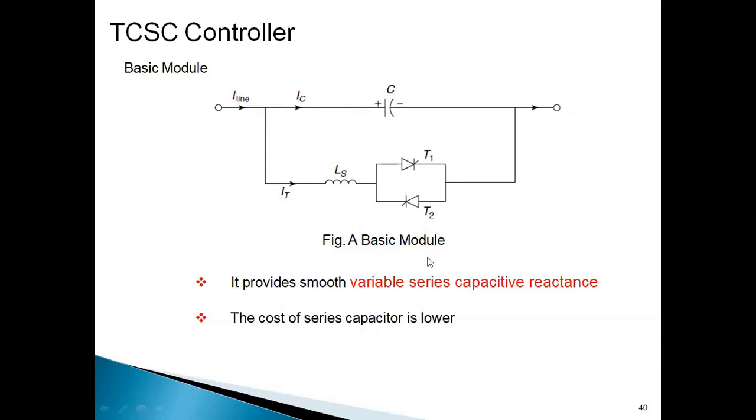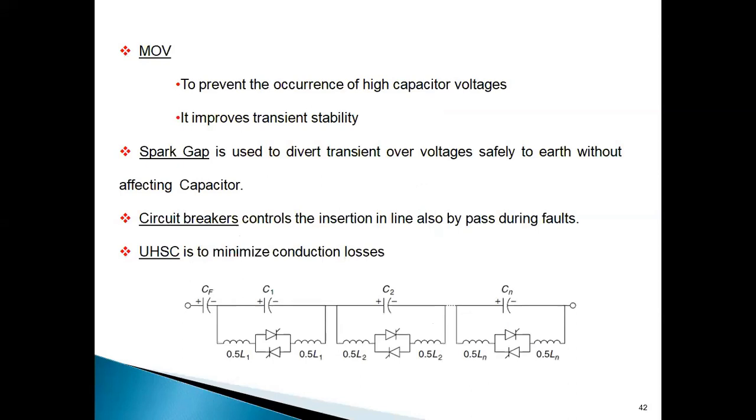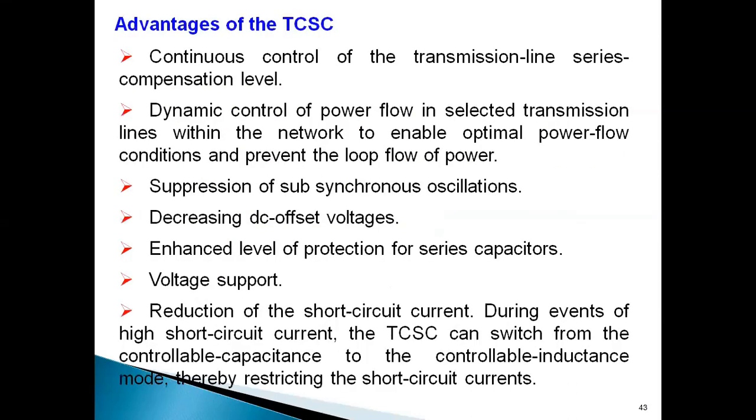Now, with the help of TCSC, one can have a variable series capacitive reactance. So continuous control is possible with TCSC, and this is the practical model. Let me skip this because of time constraints. These are the advantages. One advantage is that dynamic control of power flow and continuous control are possible. There are also applications like subsynchronous resonance oscillations can be reduced, DC offset voltage can be reduced, voltage support, and reduction of the short circuit current.